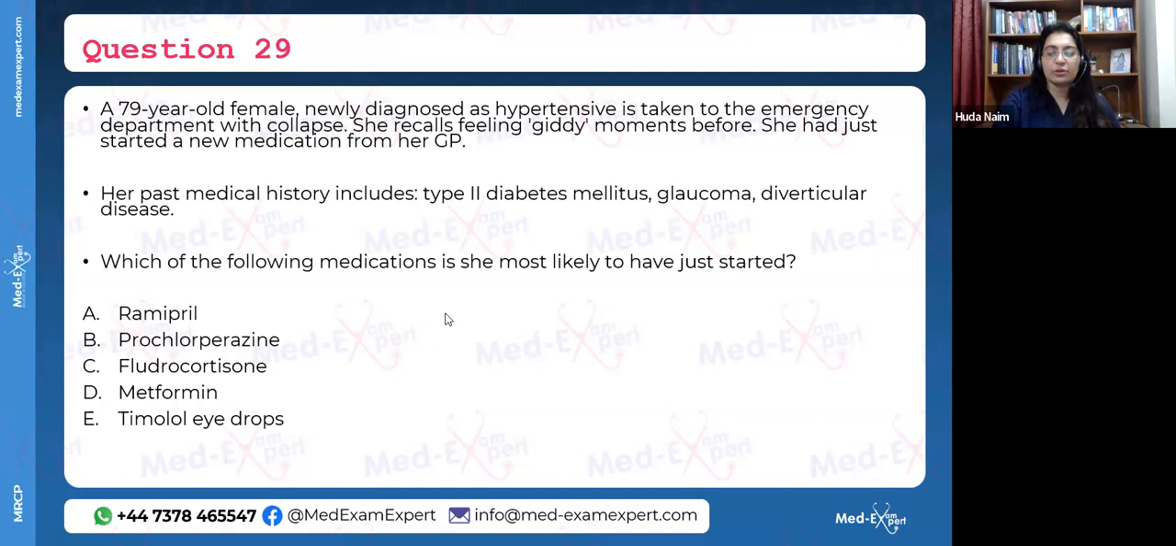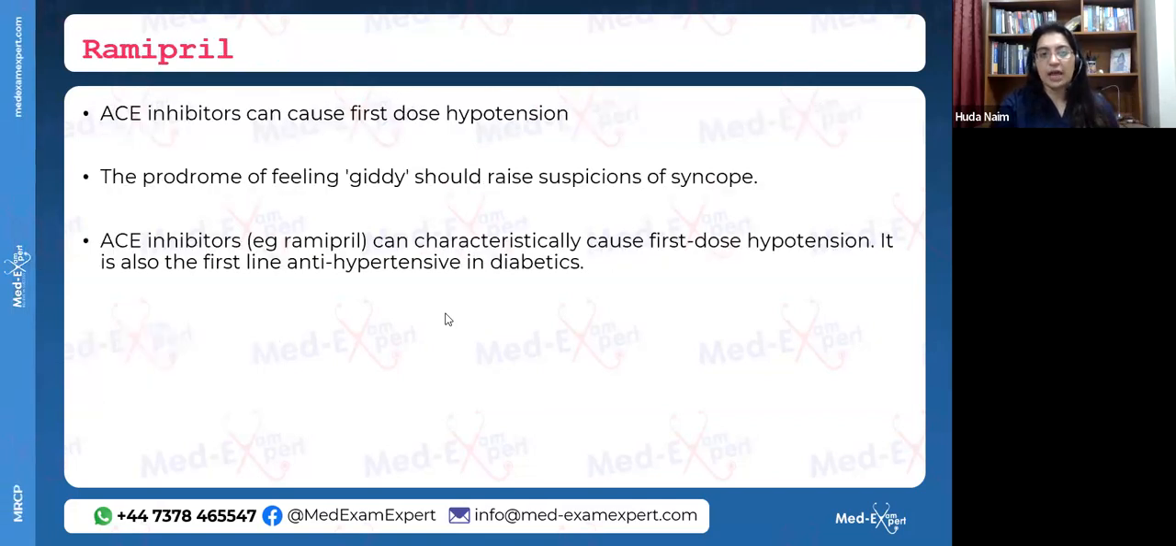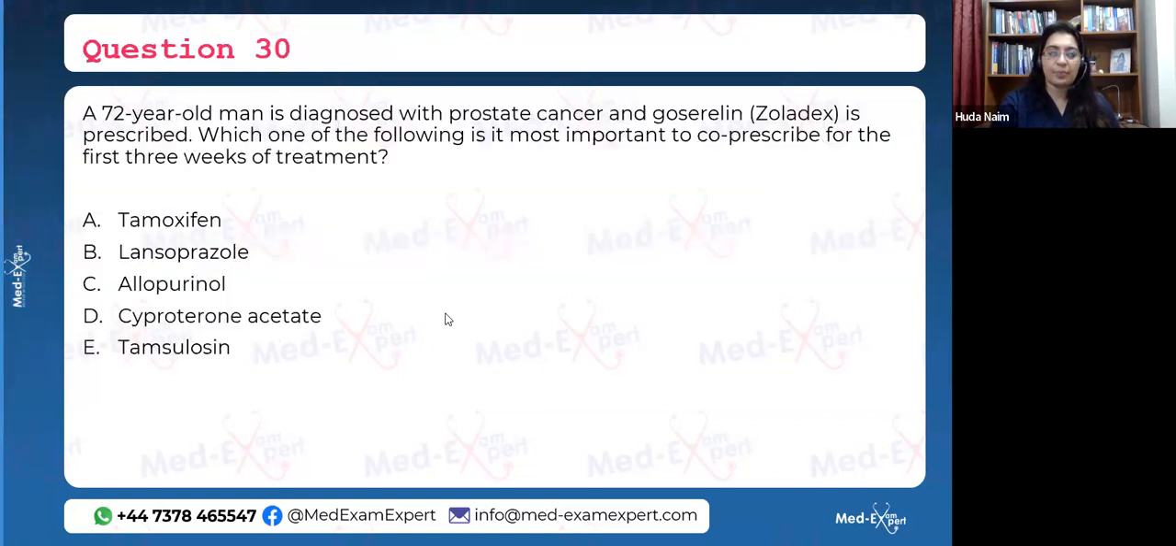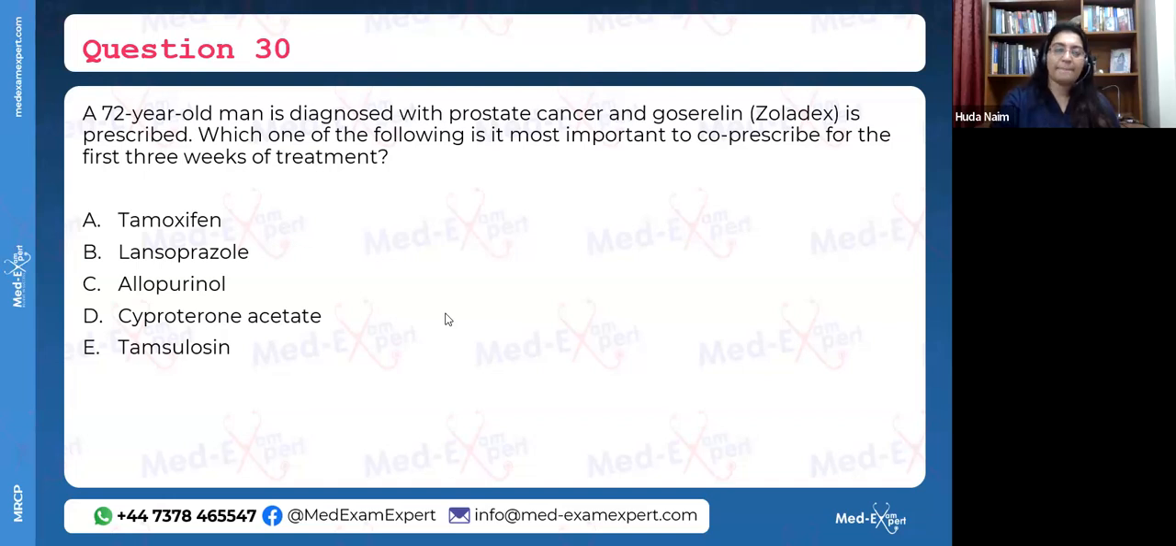Very good, Dr. Nafisa and Dr. Zahid. Yes, it's Ramipril. Ramipril basically leads to first dose hypotension, and that could lead to a syncope kind of an effect. Okay, so ACE inhibitors lead to first dose hypotension. Very good. I think this question was also there on the August attempt.